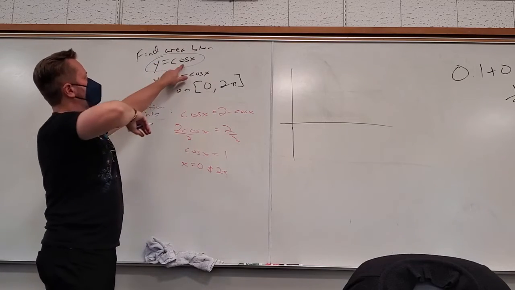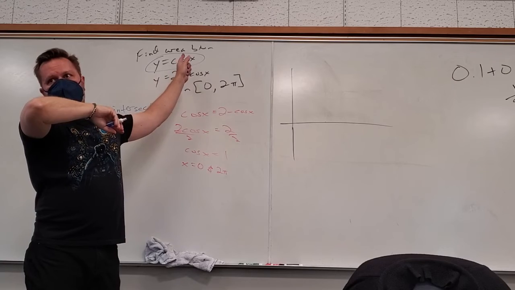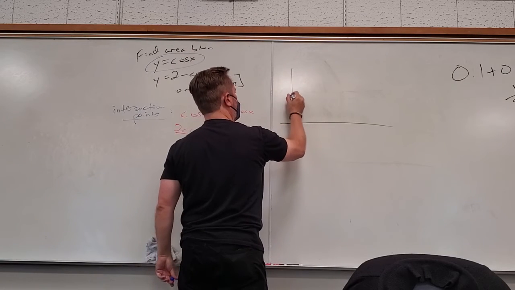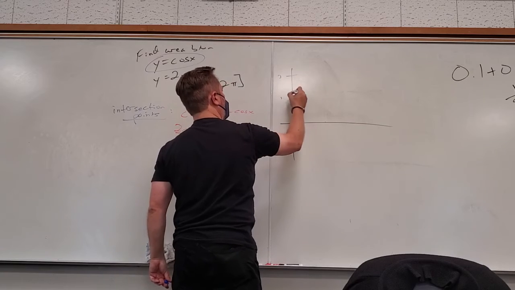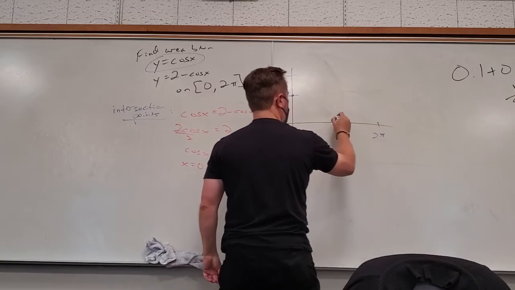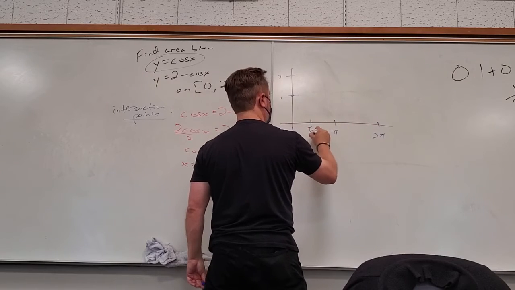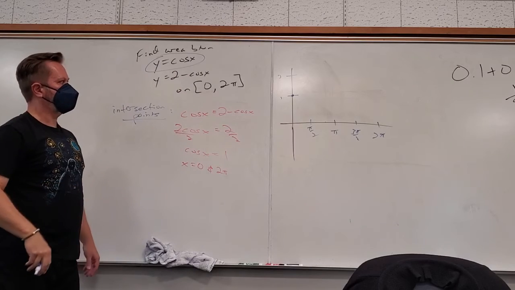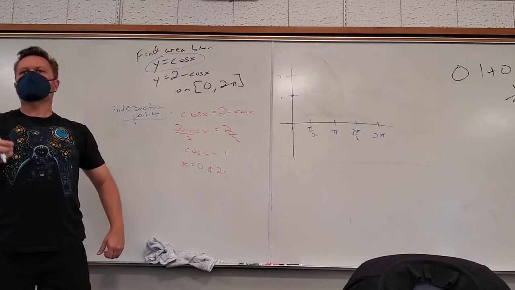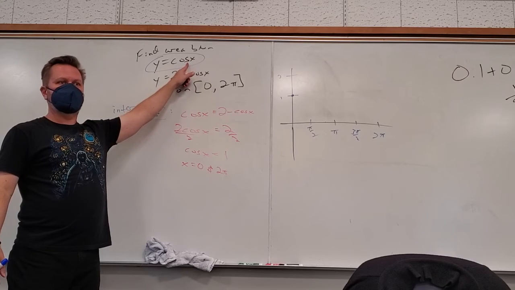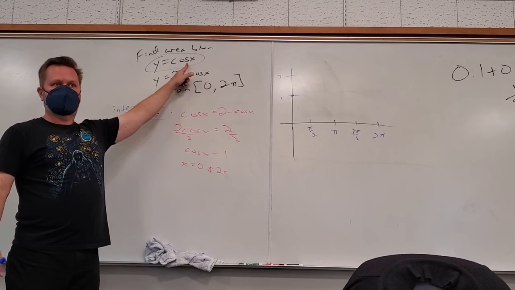So it's 0, that's going to be at 1. Let's do this. And let's put 2 pi on there. Let's put pi on there. Let's put pi over 2 and pi over 2. Bam! All right. So pi over 2, it's 0. Sorry, I think so.